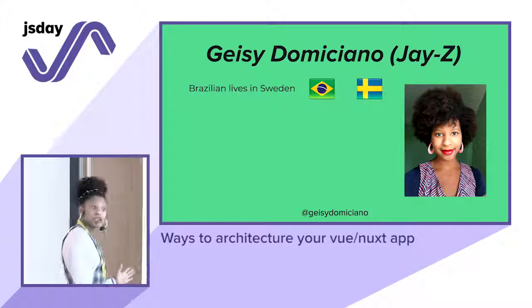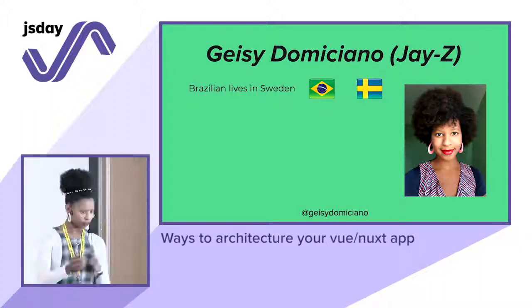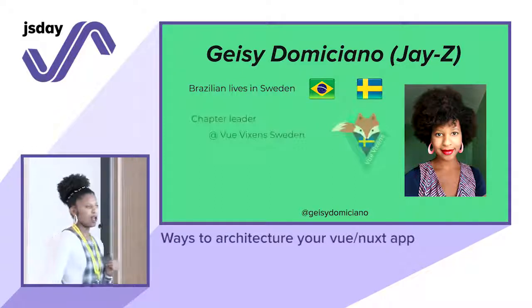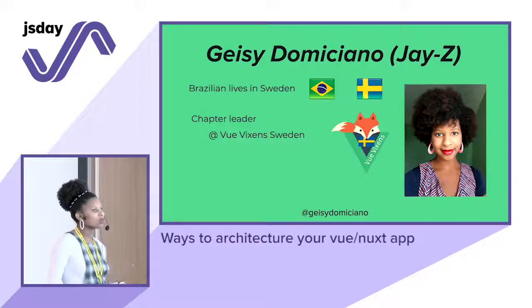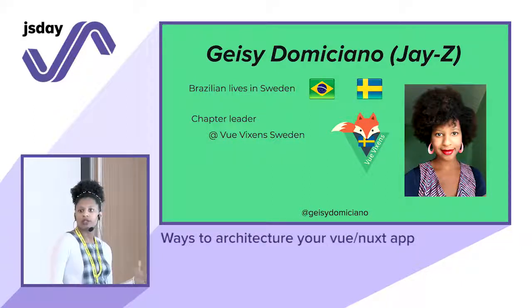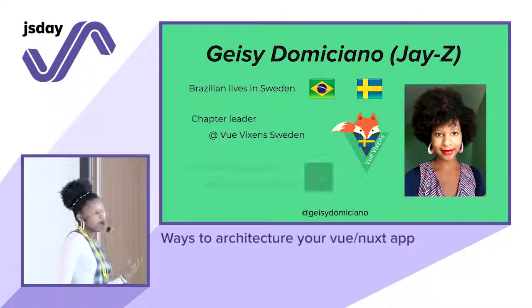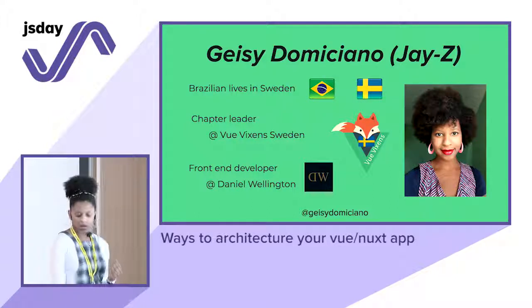I'm originally from Brazil, but currently I live in Sweden. I've been there for almost a year and a half. I'm the chapter leader for Vue Vixens in Sweden. I'm the representative there, so my focus is giving workshops and free learning for women so they can start a career with Vue.js as a front-end developer. And I'm also a front-end developer at Daniel Wellington. It's a fancy watch. You might have heard about it or seen it around. So that's where I work.